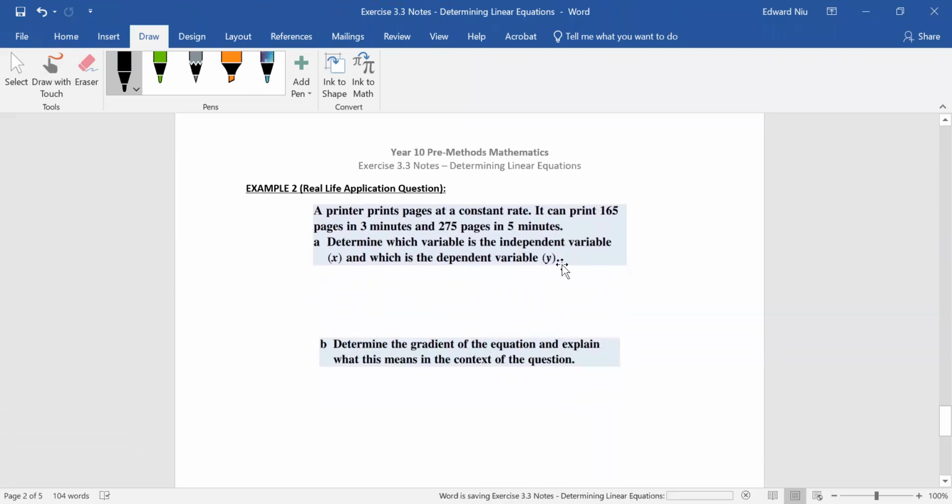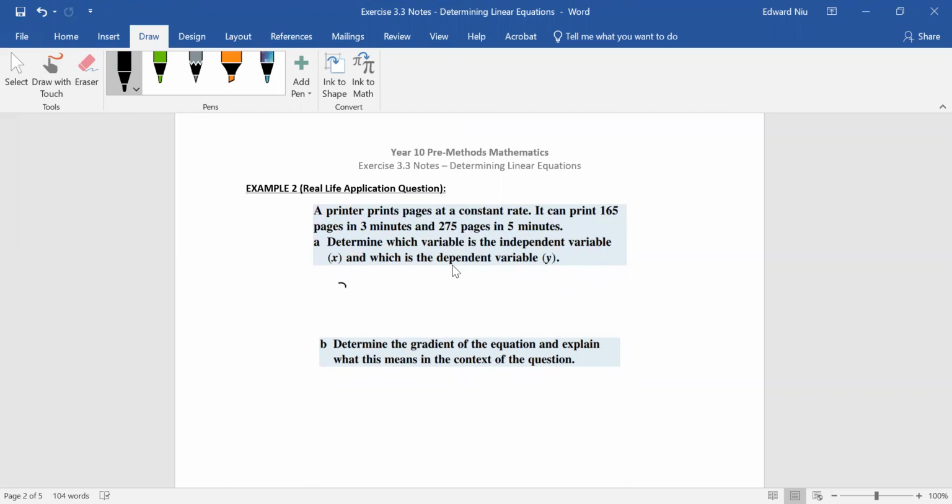Now, here we have a real life example to finish off exercise 3.3. A printer prints pages at a constant rate. It can print 165 pages in 3 minutes and 275 pages in 5 minutes. Determine which variable is the independent variable and which is the dependent variable.